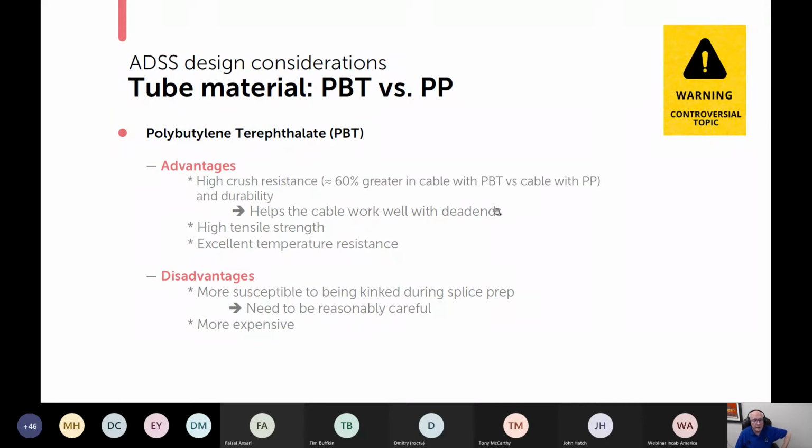And remember, with ADSS, you've got a system, and the system is only as strong as how well the two components work together. So you have to have the cable, but you've got to have the dead ends, and the two got to work together. PBT has good strength and excellent temperature resistance. Again, way above and below the range that you would expect an ADSS to be operating in. But it does have some disadvantages. It's more easily kinked, which means you've got to be reasonably careful during your splice prep. And it is more expensive, actually.